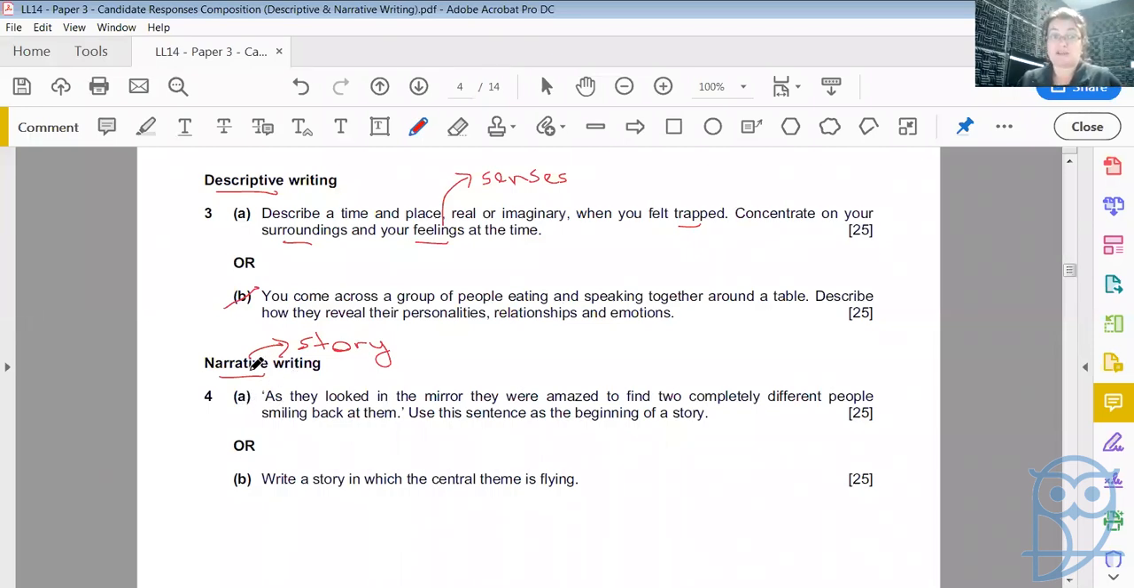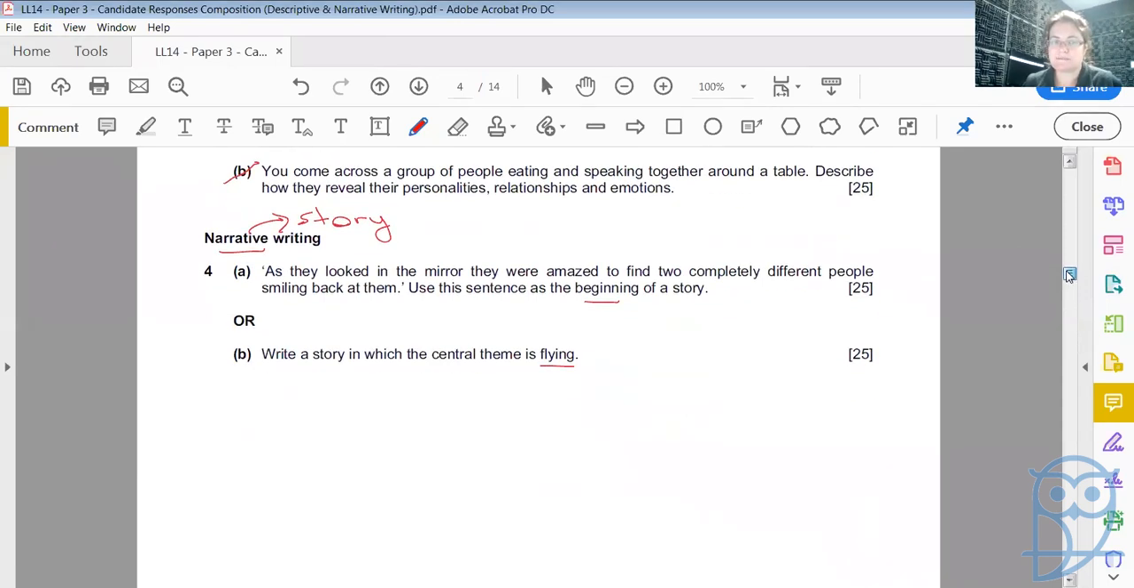But we are going to try and look at the next 2 narrative writing options, number A. Here you're given a quote to start your story with. As they looked in the mirror, they were amazed to find 2 completely different people smiling back at them. Use this sentence as the beginning of a story. Interesting, okay? Or B, write a story in which the central theme is flying. This is very broad, very open, and sometimes it's actually harder when you're not given too much focus, because there's so many things you could talk about. So although you think that might be a nice option to go for, watch out. Okay, so let's go and have a look at some of the sample responses.